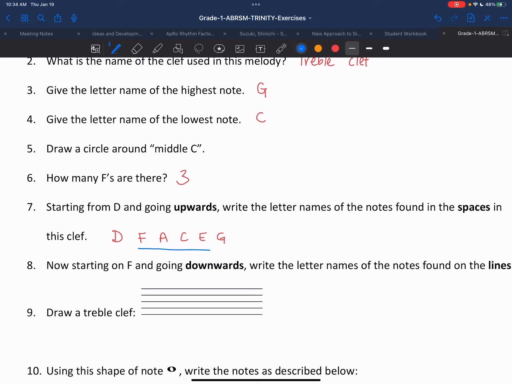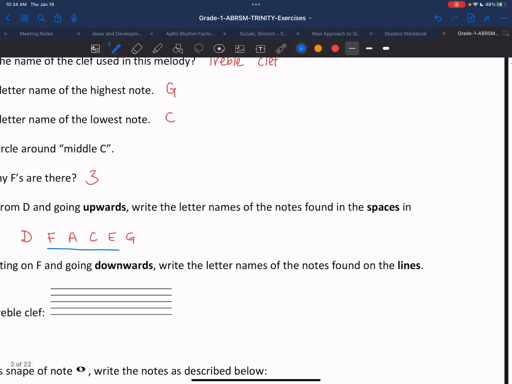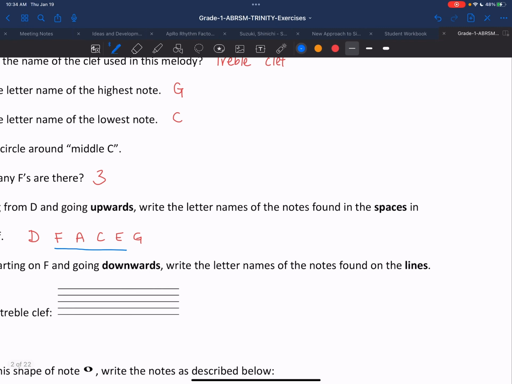Now it says starting on F and going downwards, write the letter names of the notes found on the lines. So on the lines we have, starting on F, sorry, wrong color. Try that one more time. Starting on F and going down, we have F to D to B to G to E. And if you did say middle C, that's all right. But really, the lines of our staff for the treble clef are just F, D, B, G, and E.